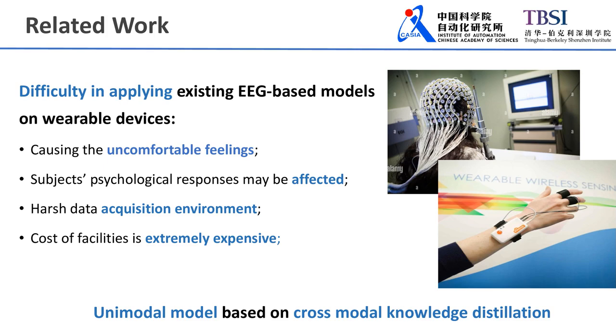Galvanic skin response signals, by contrast, only require one or a few sensors with less restriction on the activities of subjects and are cost-effective. However, unimodal GSR models often cannot perform as well as multimodal models. Therefore, transferring the rich knowledge contained in multimodal models to unimodal GSR models through knowledge distillation techniques is essential to enhance the generalizability and usefulness of the unimodal GSR model.